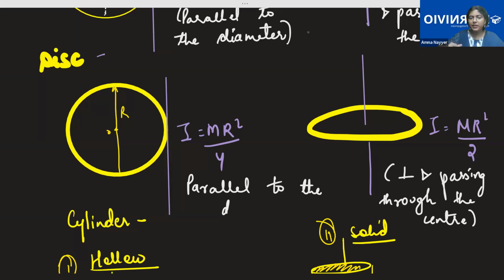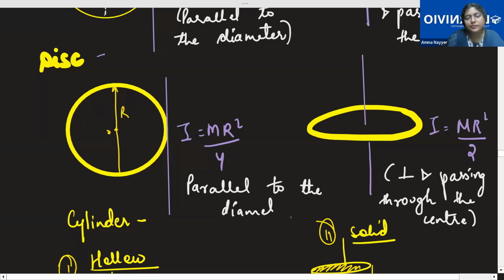That's it. Okay. You can take normal rings that we wear and the 3D discs that we have, plates, anything. Those will come under that. So, parallel to the diameter.